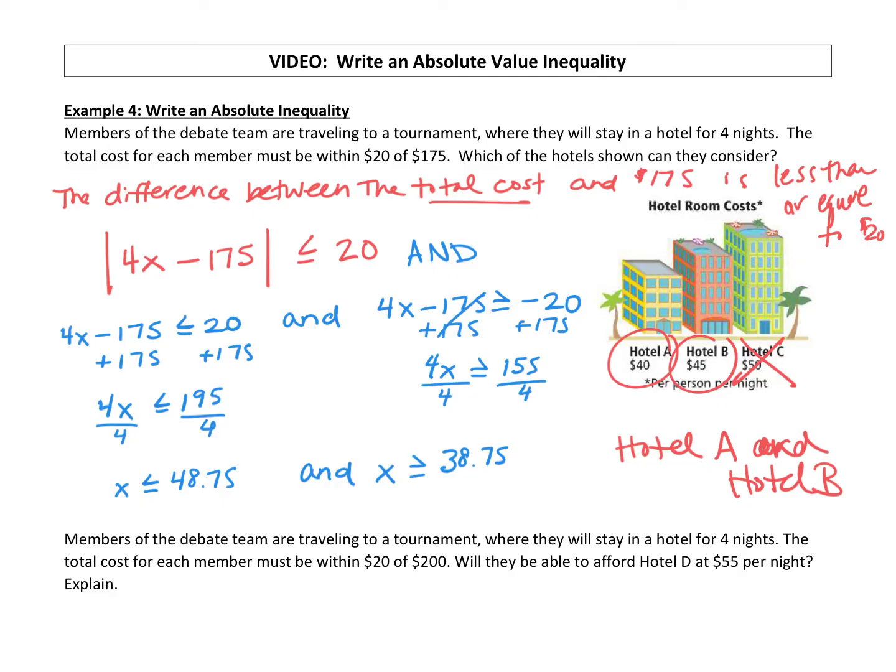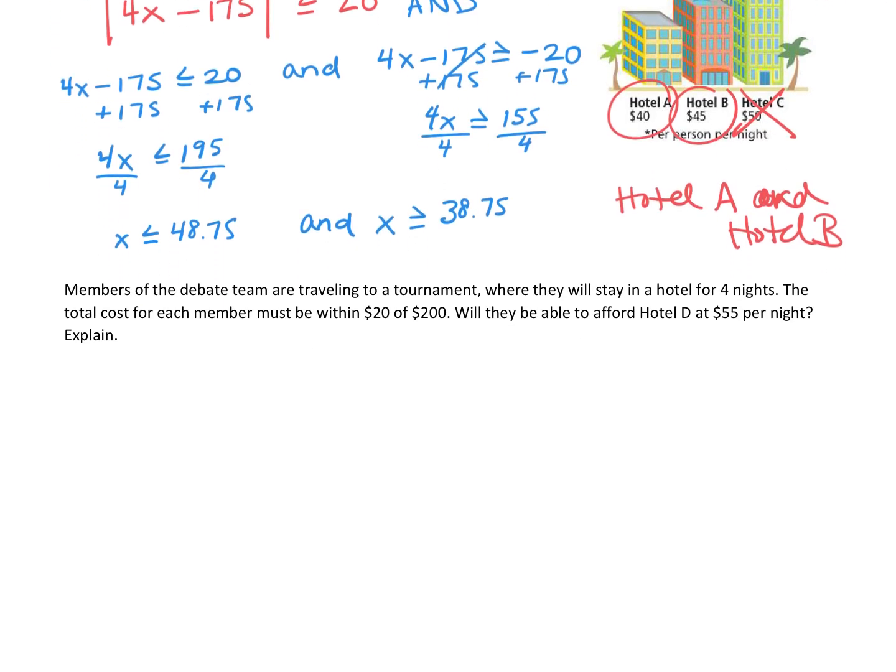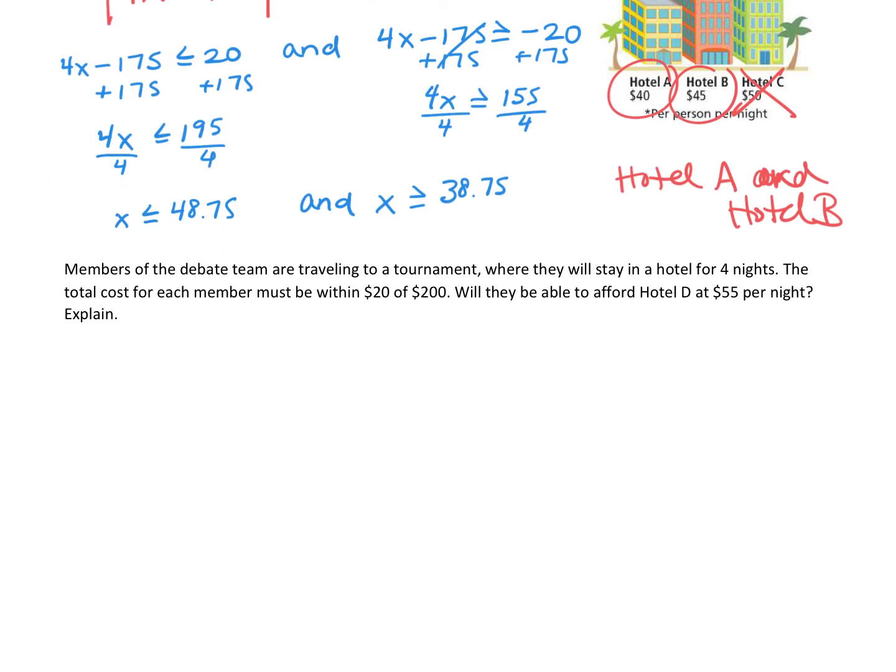All right, so we have kind of an extension question here. We've got our debate team still. They're traveling to a tournament. They will stay in a hotel for 4 nights. The total cost for each member must be within $20 of $200 now. Last time we had $175. Will they be able to afford a new hotel, Hotel D, at $55 per night? So we're going to set up our inequality.